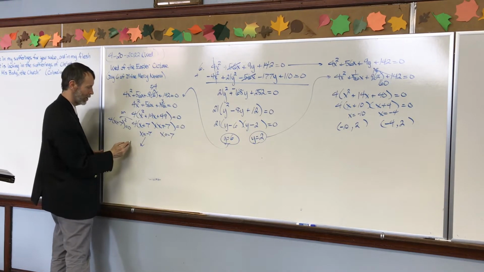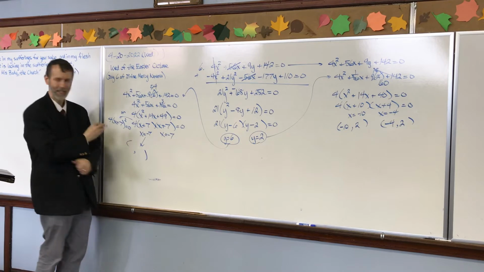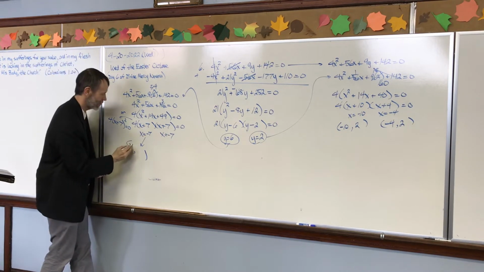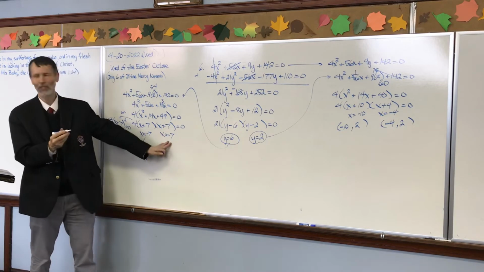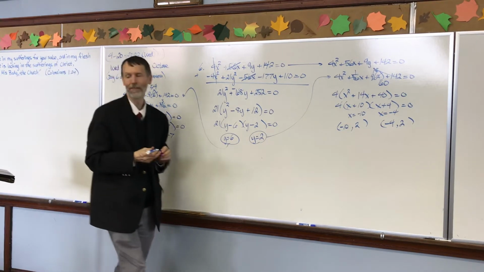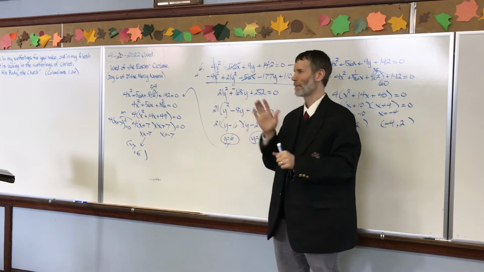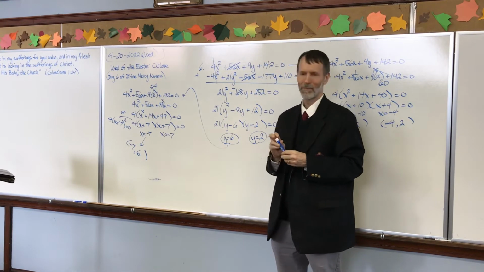Can anybody tell me, well actually you tell me, what point did that give you? -7, comma 6. This will be a duplicate, you do not have to write it twice. And that is your solution. Does that make sense? Questions?